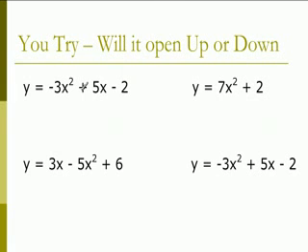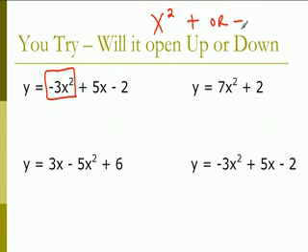In this first equation, I'm going to find the x squared term. So here's my x squared term. Then I'm going to determine whether it's positive or negative. I determine that it's negative, so my U is going to face down. You go ahead and press pause and try the next three, and then come back and check your answers. Now that you're back, let's check our answers.